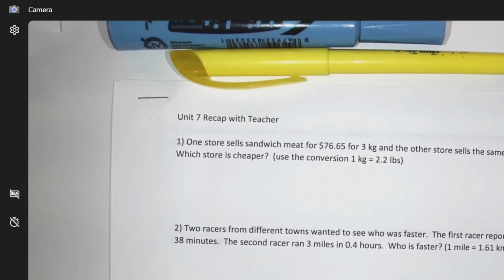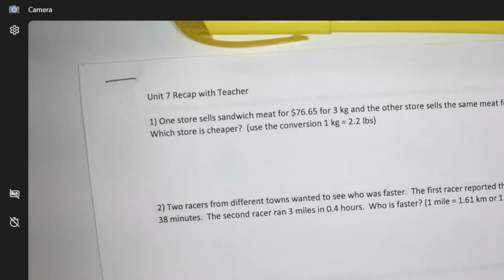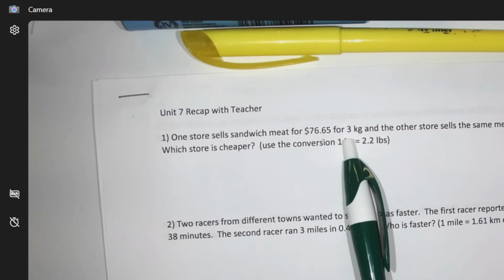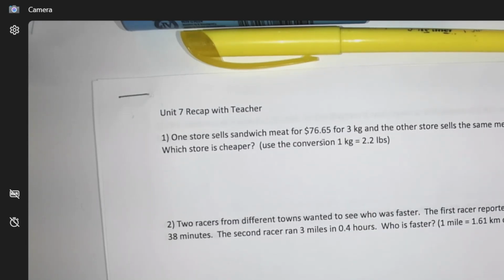Okay, one store sells sandwich meats for this much per 3 kilograms, the other for that much per pound. Which store is cheaper? Okay, so here's the situation. I can't do a comparison because, first of all, I'm comparing kilogram stuff with pound stuff. So what do you want to do?